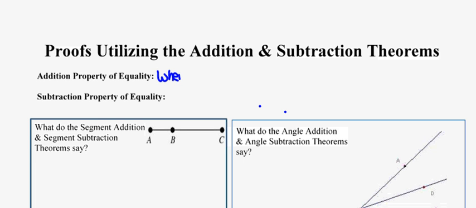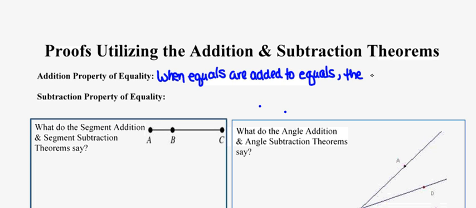So let's take a minute and write that down. And similarly, the subtraction property of equality says when equals are subtracted from equals, the results are equal.